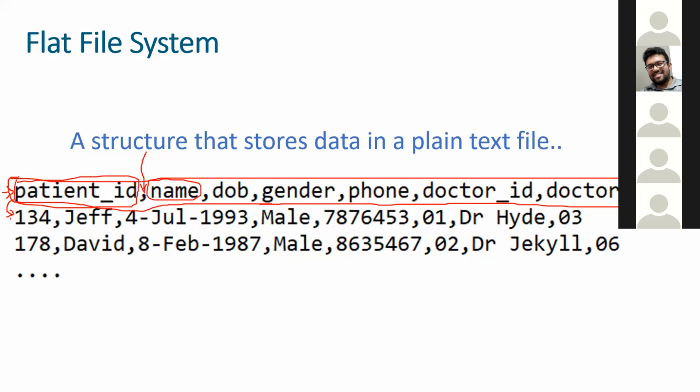So here 134 is the patient ID. Name is Jeff. Date of birth is going to be this. Gender is going to be like that. So in parallel to these columns, you have this actual data. So like this, you can have even 1,000 or 10,000 records. And that should be accordingly processed by a software also.